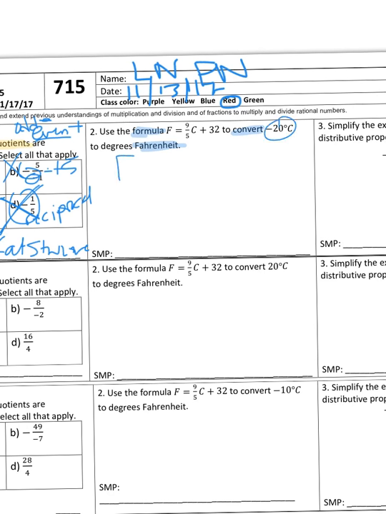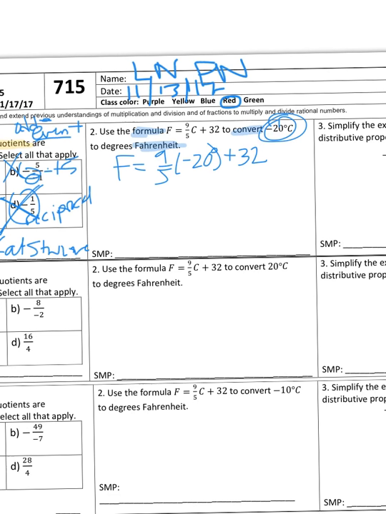So you would write this, F equals 9/5. And what's your Celsius? -20. So you plug it in, -20. You don't write the C, plus 32. You do have to draw that little circle at the top. That's attending to precision using the proper units.